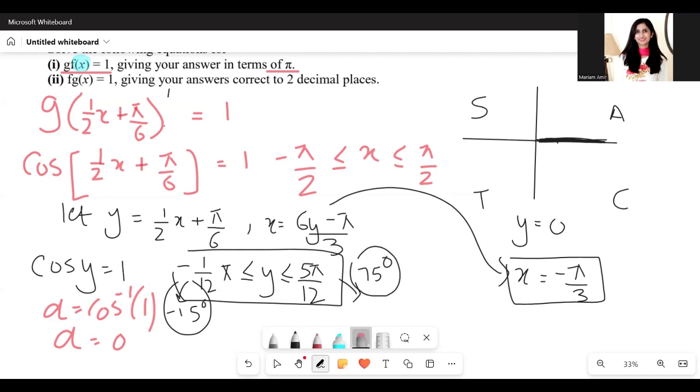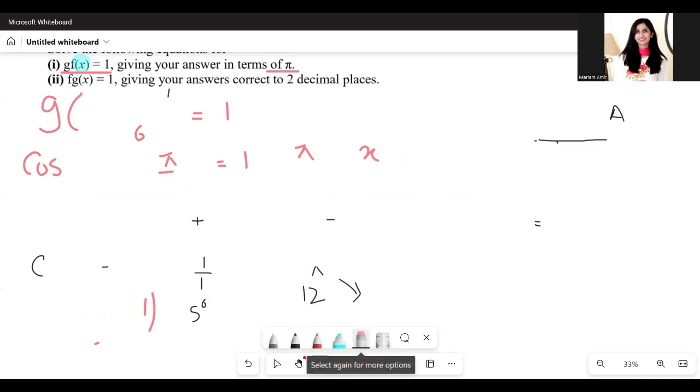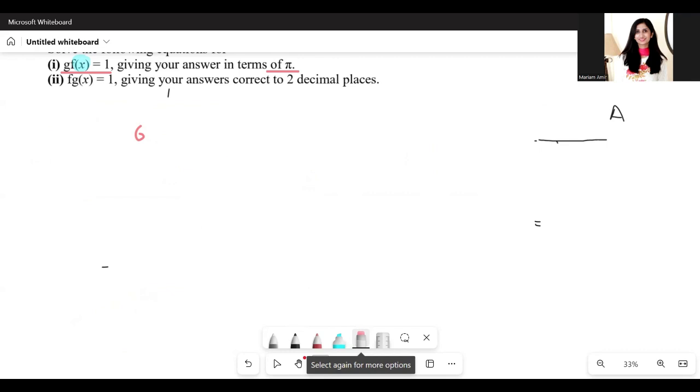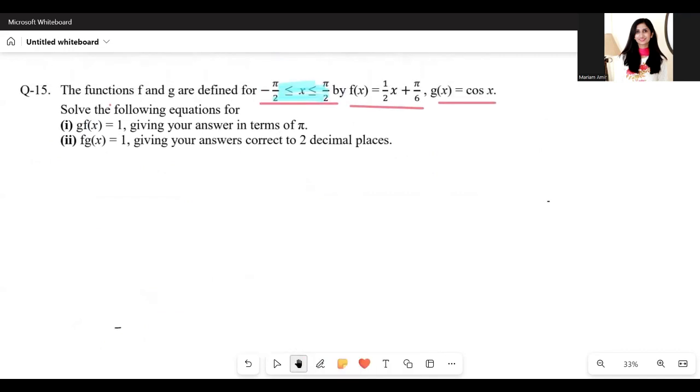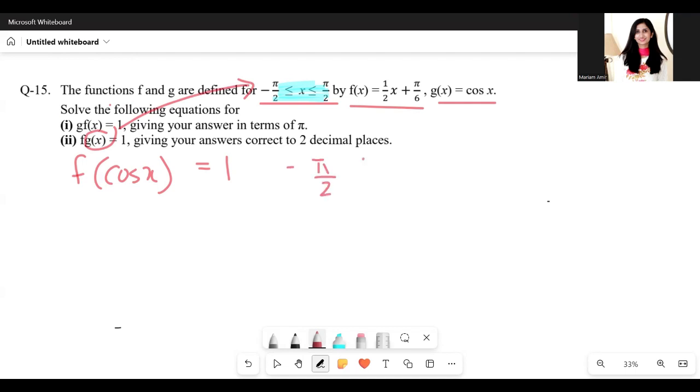Okay, now let's do part 2, in which we have to solve fg(x) equals 1. So now we have to substitute g in f. g has to be substituted in the function f and equated to 1. Also, the domain of fg is the domain of g, which is this. Both f and g have the same domains. Okay, now I'm going to substitute g in f. So it's going to be half cos x plus pi by 6 equals 1.